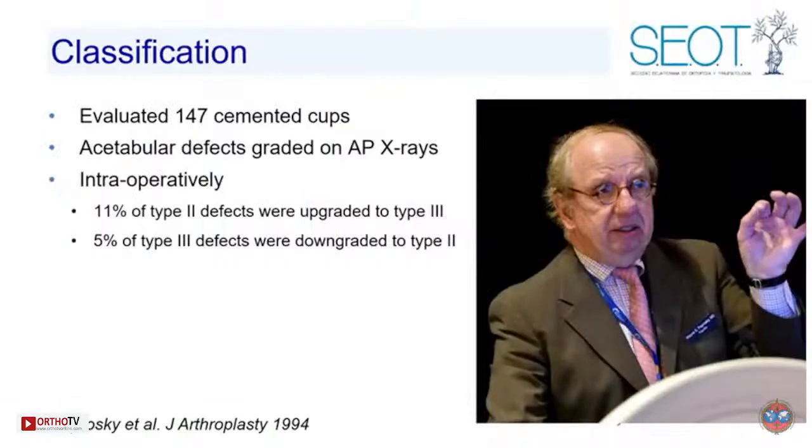Well, we already have talked about the classification proposed by Wayne Paprosky and his team. He evaluated 147 cemented cups. So it's important to understand that this work was done in cemented cups, and it's supposed that cementless cups can fail in a different way. They checked the X-rays and saw that some of the defects can change when you go to surgery and really see the defects. So the final classification will be done after the surgery.